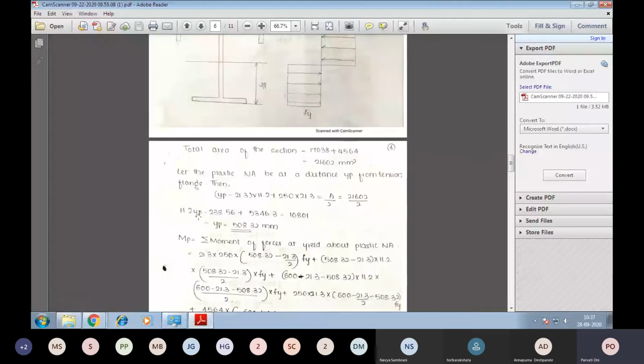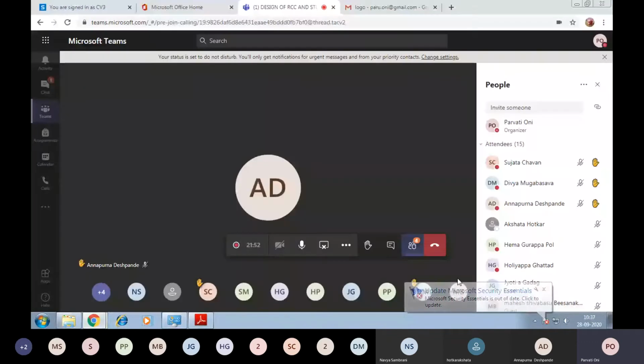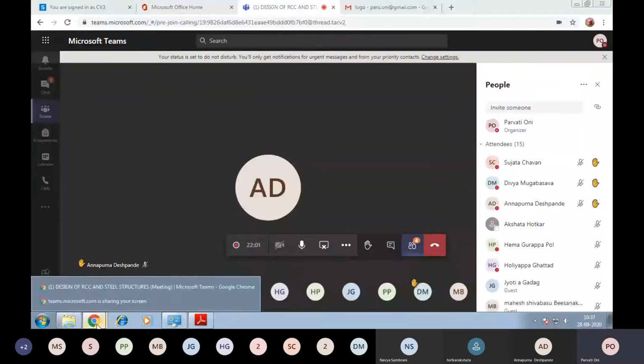That is 11.2 YP minus 238.56 plus 5346.3 will be equal to this area, that is 10801. So we'll get 508.32 as the YP answer. Right? Got this answer? So now moving on.